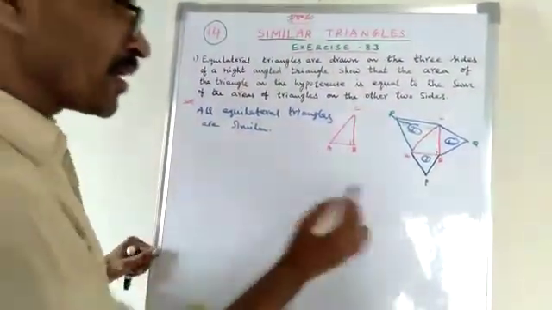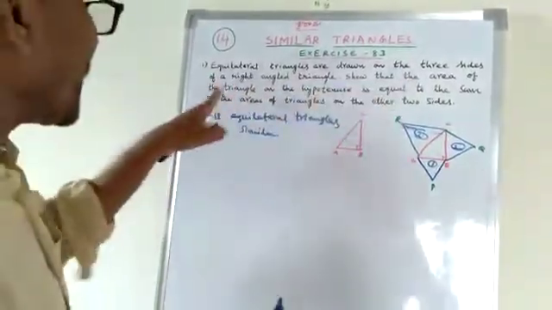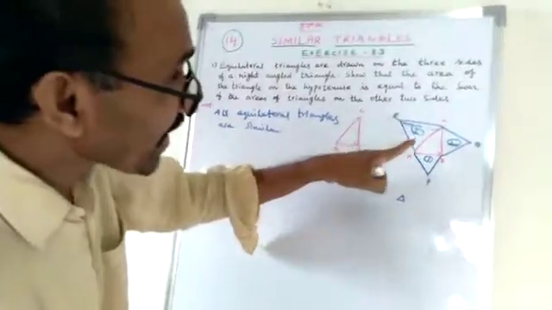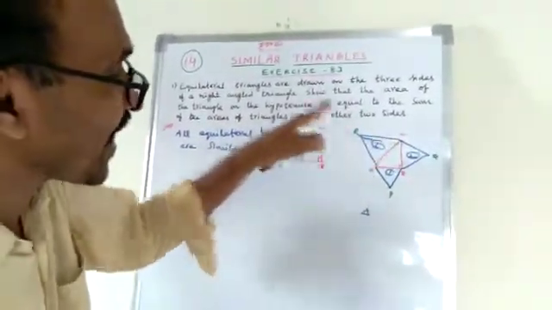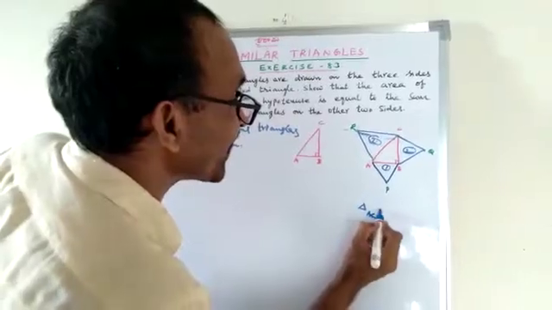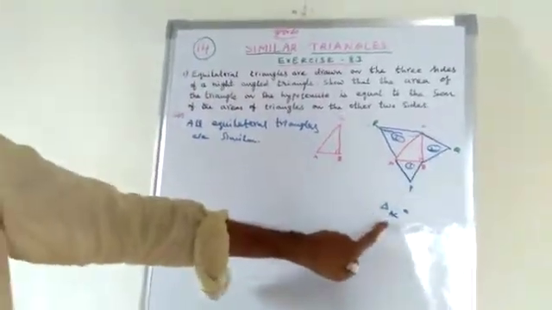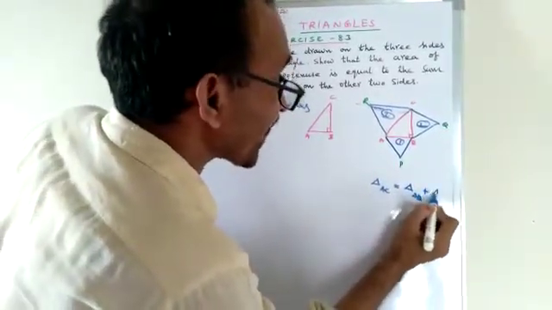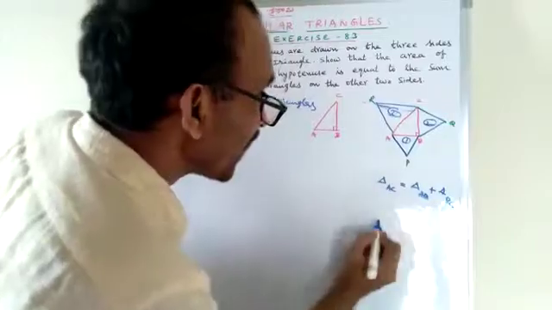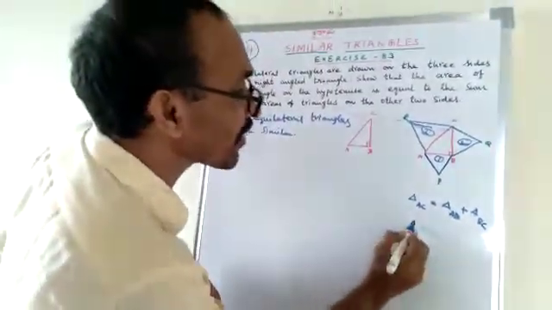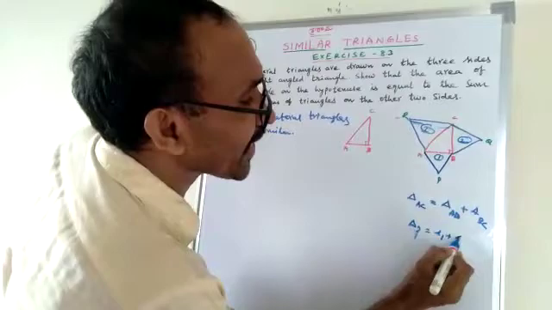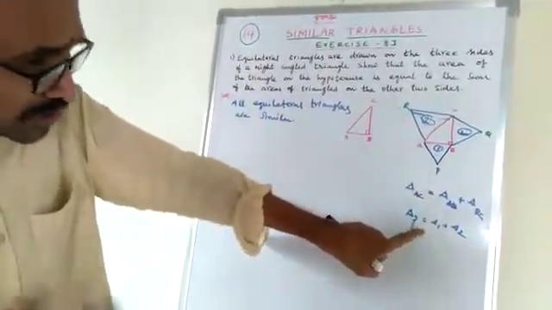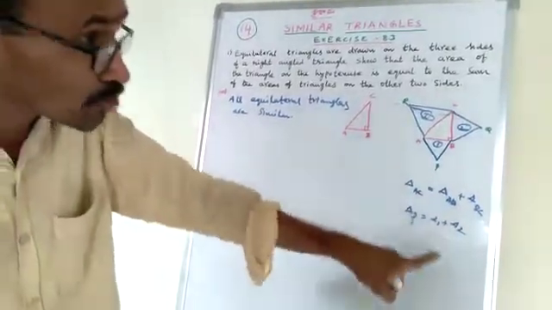So what we prove, look: the area of the triangle on the hypotenuse. What is the equilateral triangle on the hypotenuse? ACR. Name it triangle on AC, equal to the sum of the triangle on AB plus the triangle on BC. That is, triangle 3 is equal to triangle 1 plus triangle 2, this we prove.